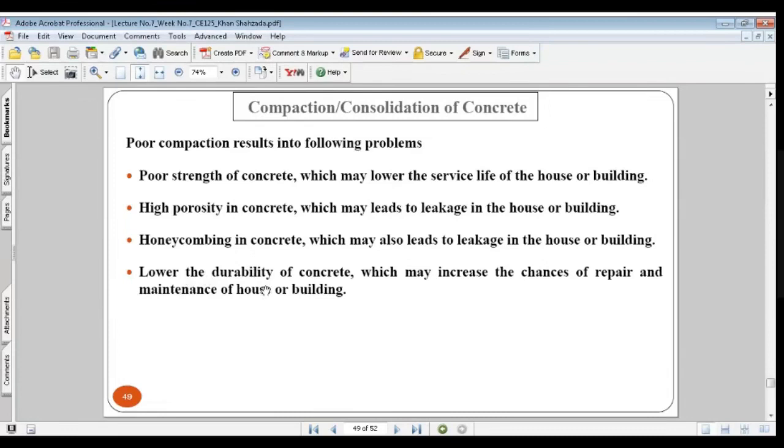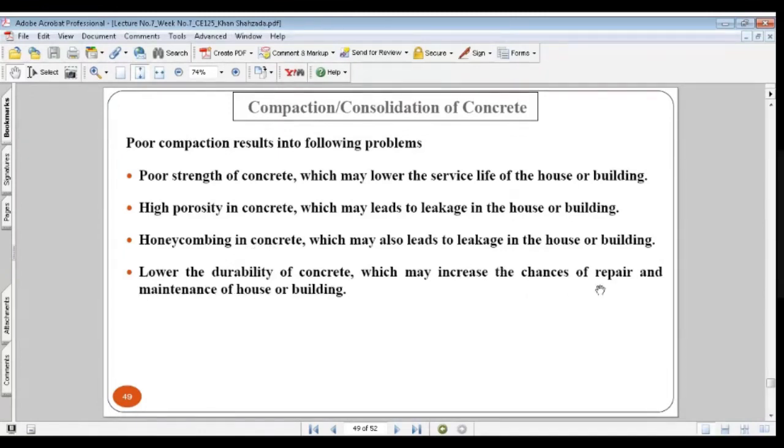Lower durability of concrete. As I told you, if you are not doing proper compaction, then the durability of the concrete will decrease, which may increase the chances of repair and maintenance of the house or building. What will happen if the durability of the concrete is lowered or decreased?